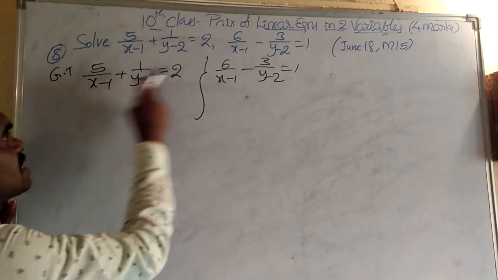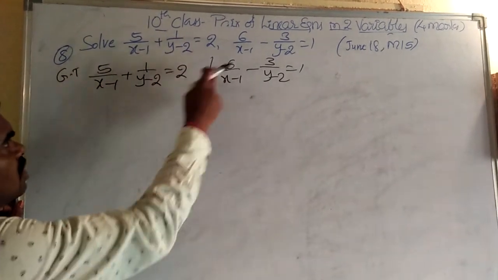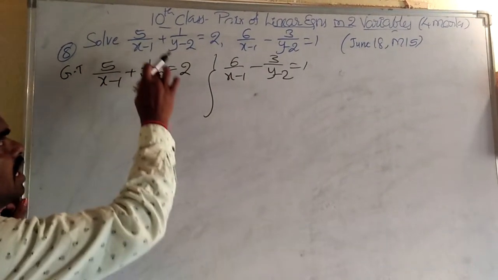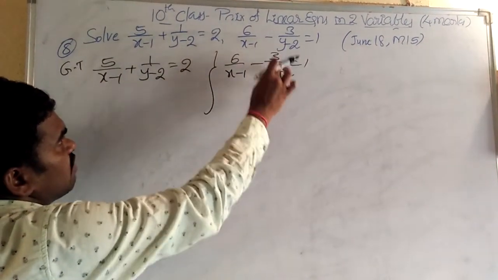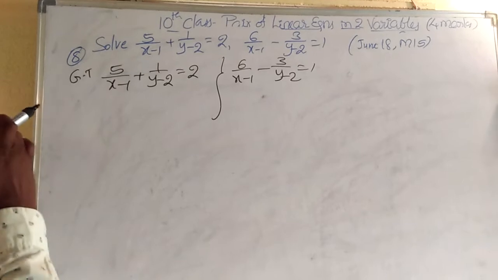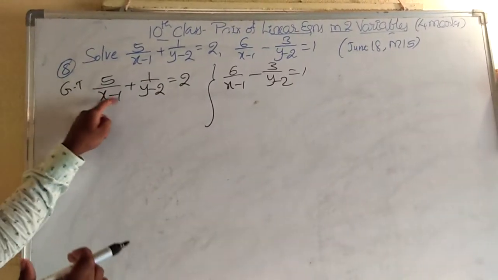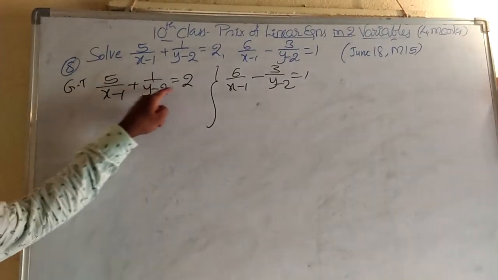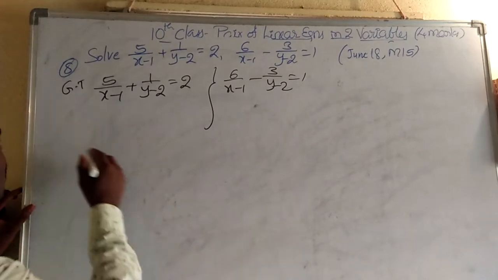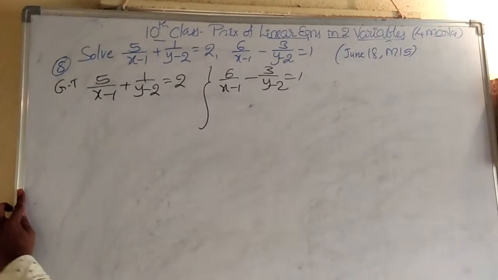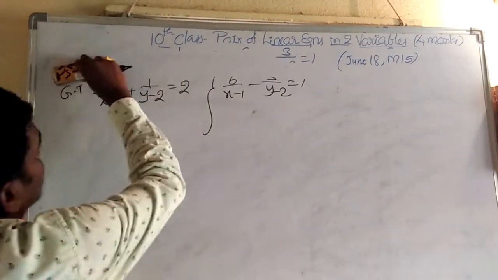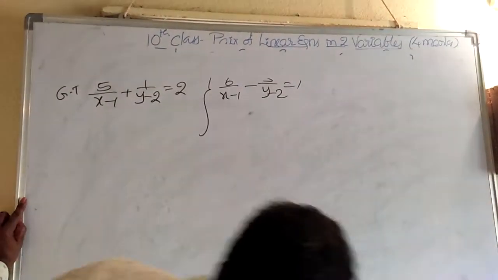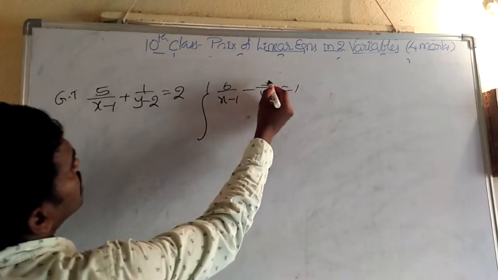So in both, what is common? 1 by x minus 1 is common, and here also 1 by y minus 2 is common. So I am taking 1 by x minus 1 as some p, and 1 by y minus 2 as some q. Okay? So I am removing the question, as we have written already what is mentioned in the question. So what am I going to write?